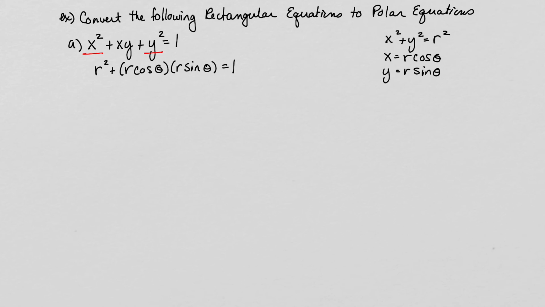And you could leave your answer like that. We could multiply out here, right? So we would have r squared plus r squared cosine theta sine theta equals 1. And if you wanted to be real fancy, you could factor out the r squared. So you'd have r squared times 1 plus cosine theta sine theta equals 1.